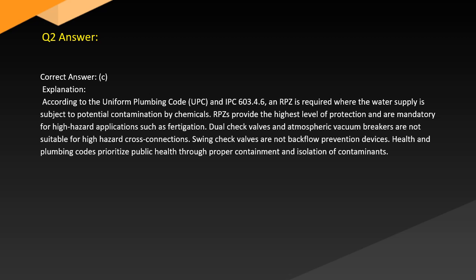Answer. Correct answer C. Explanation. According to the Uniform Plumbing Code and IPC 603.6, an RPZ is required where the water supply is subject to potential contamination by chemicals. RPZs provide the highest level of protection and are mandatory for high-hazard applications such as fertigation. Dual check valves and atmospheric vacuum breakers are not suitable for high-hazard cross-connections.